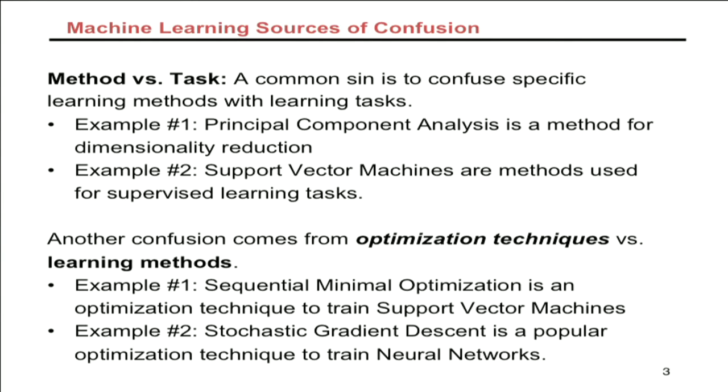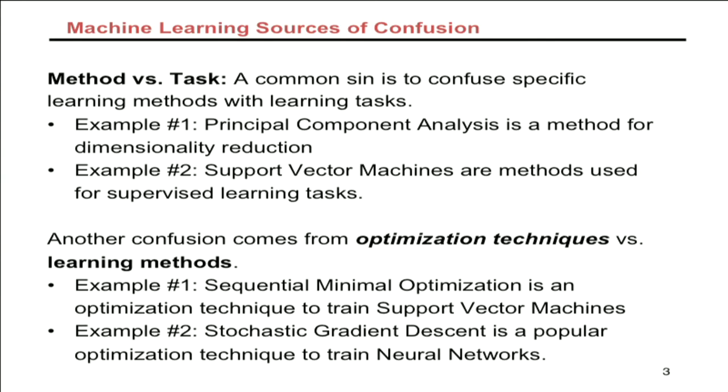The second confusion comes from optimization technique versus the learning method. We talked about the methods. Support vector machines are a method or tool, and neural networks are another tool. So how do you train these things? Because the optimization method is usually how you train them.